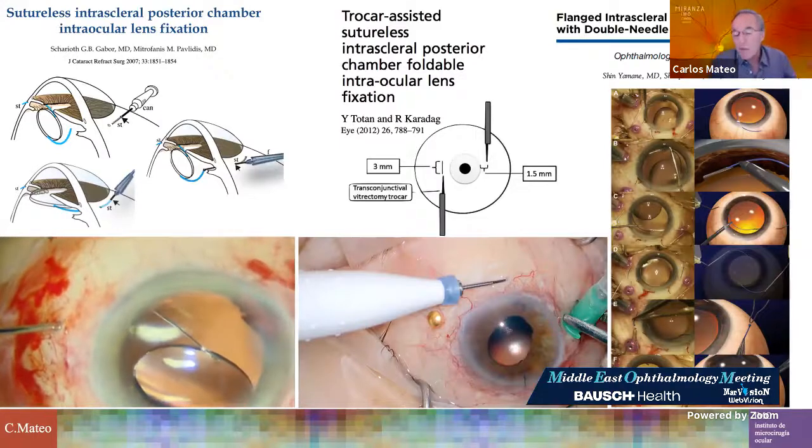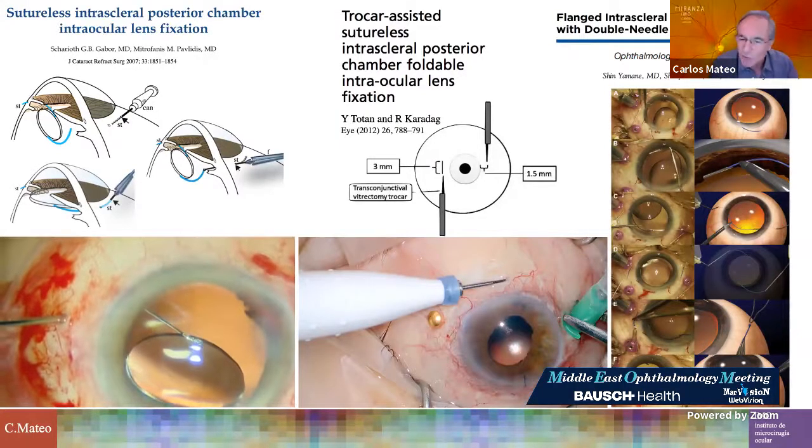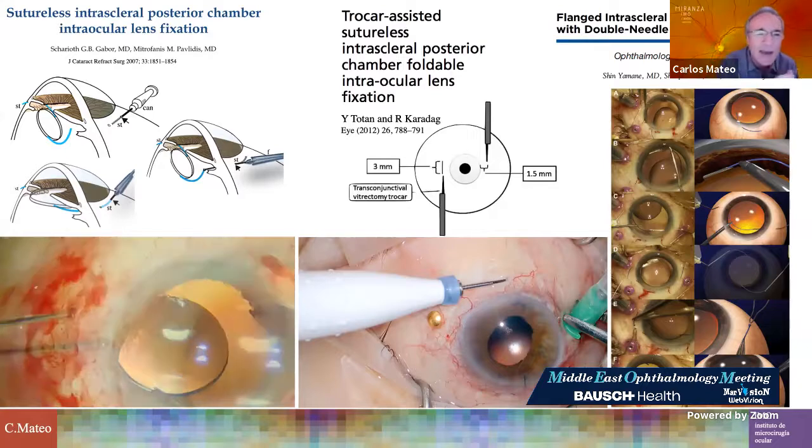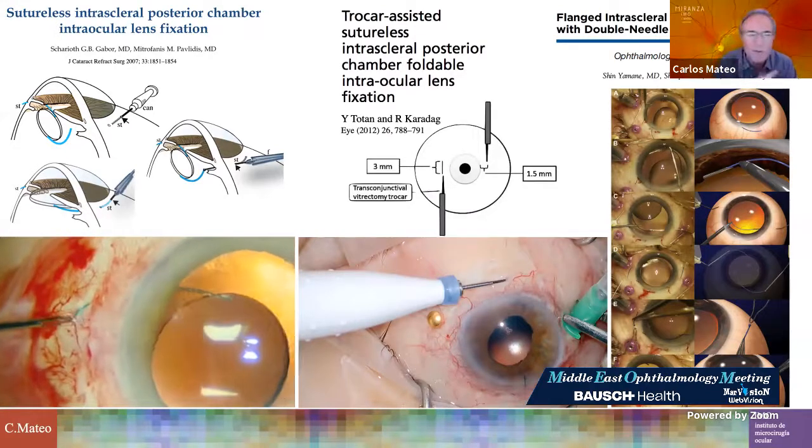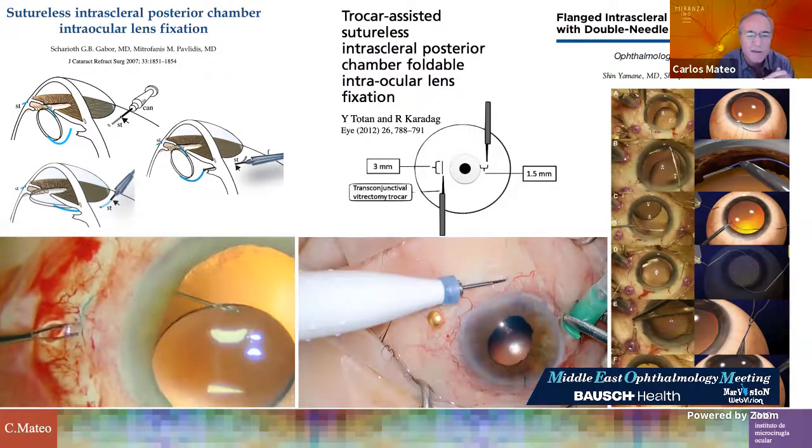And then we arrive at the three-piece lenses. When you have the three-piece lens inside the eye, Gabor Scharioth, whom we mentioned before, described the technique in 2007.